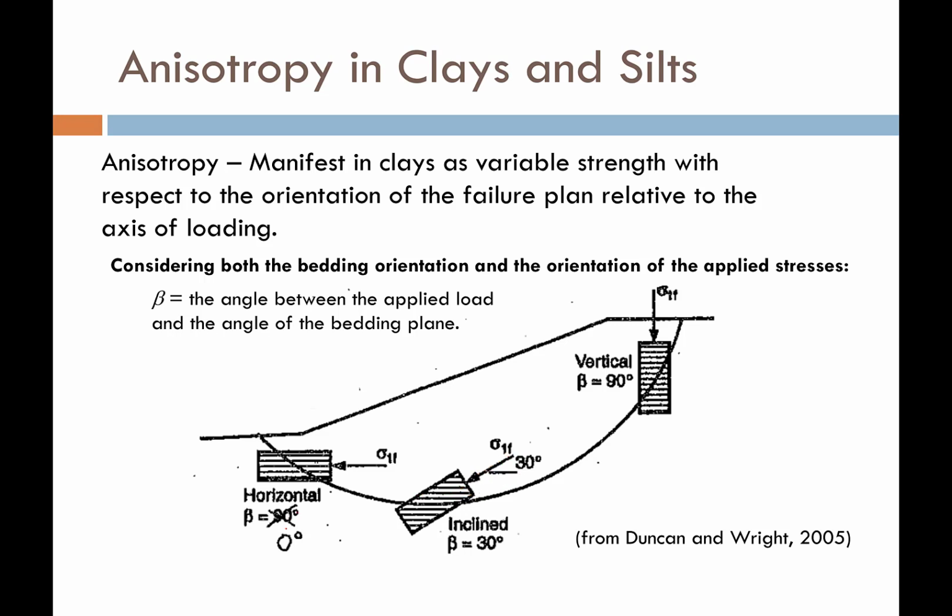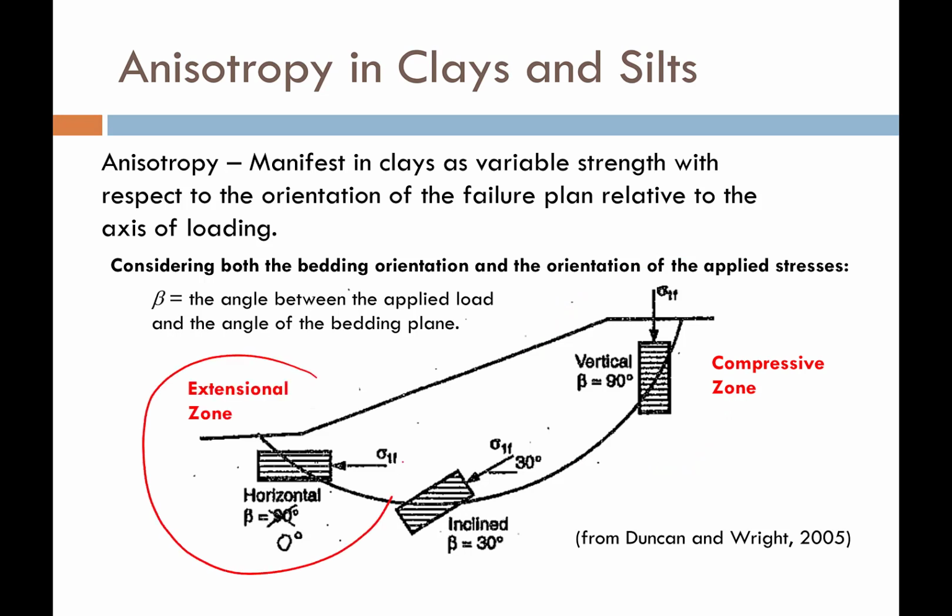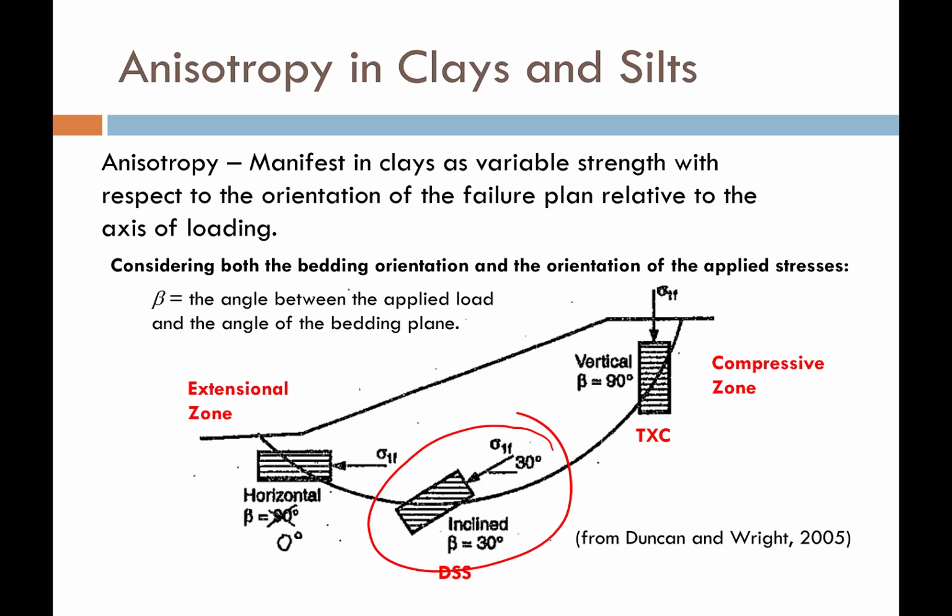There was a typo in this figure. We corrected it. It's supposed to be 0 degrees because here is the bedding plane and here is the angle of loading. So the angle difference between those two is 0. And hence we have a beta of 0. So in this instance up here where beta is 90 degrees, that is axial compression. Down where beta is equal to 0, that corresponds to extension, axial extension. And in the middle right here, this is going to correspond to direct simple shear.